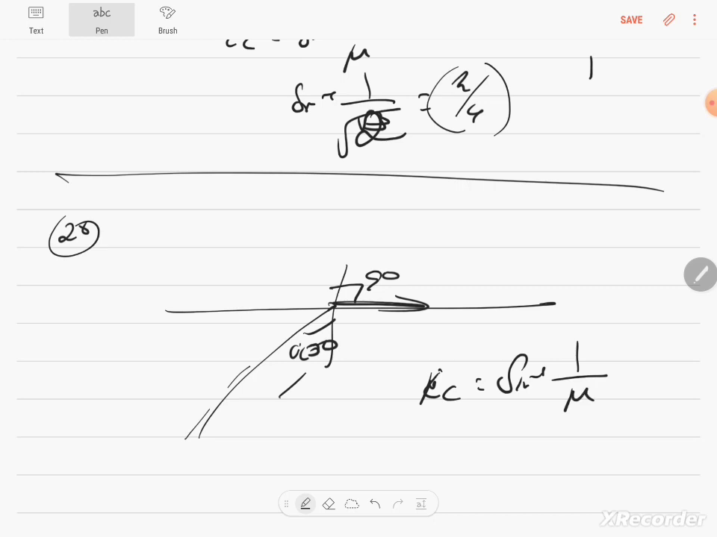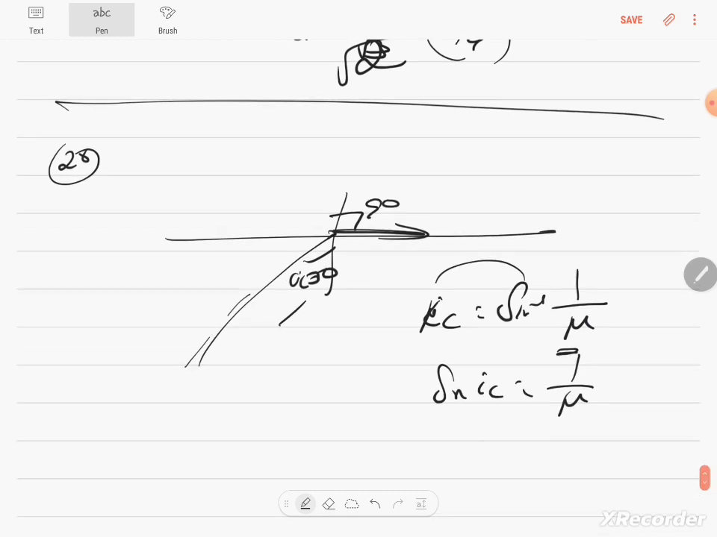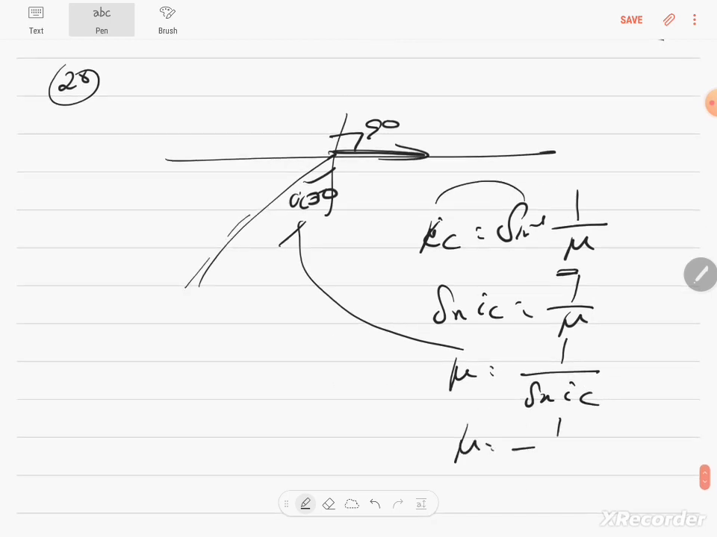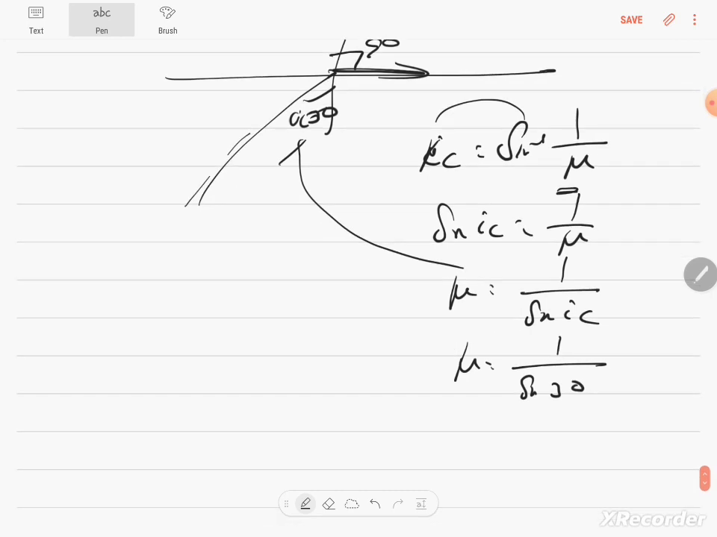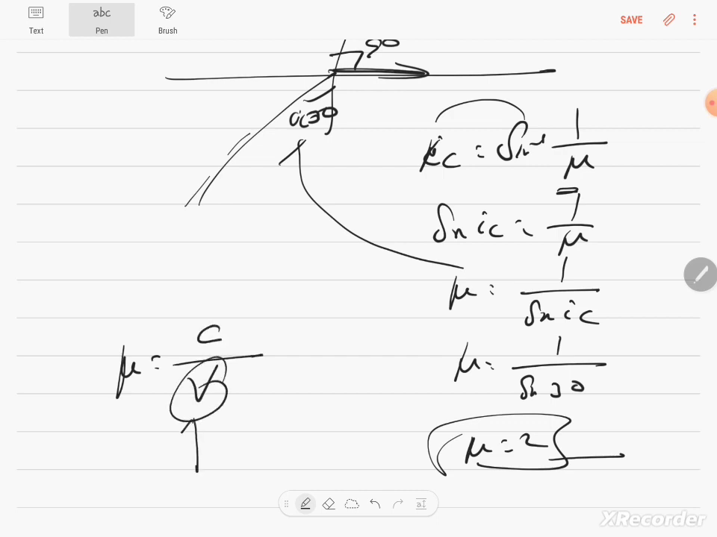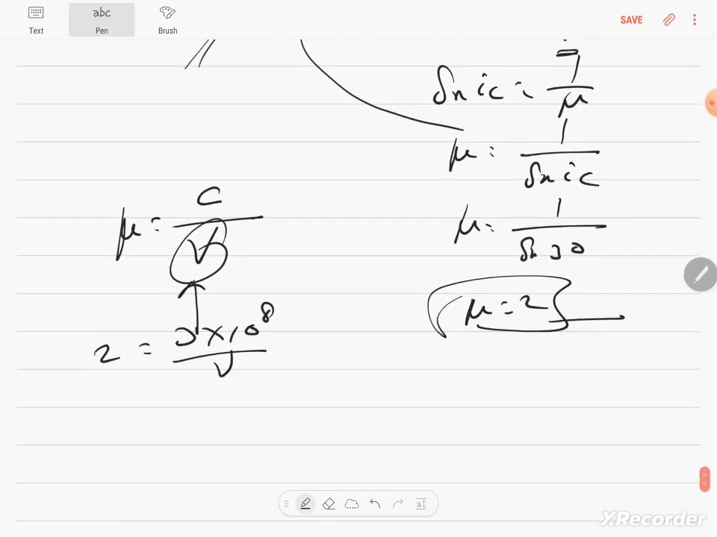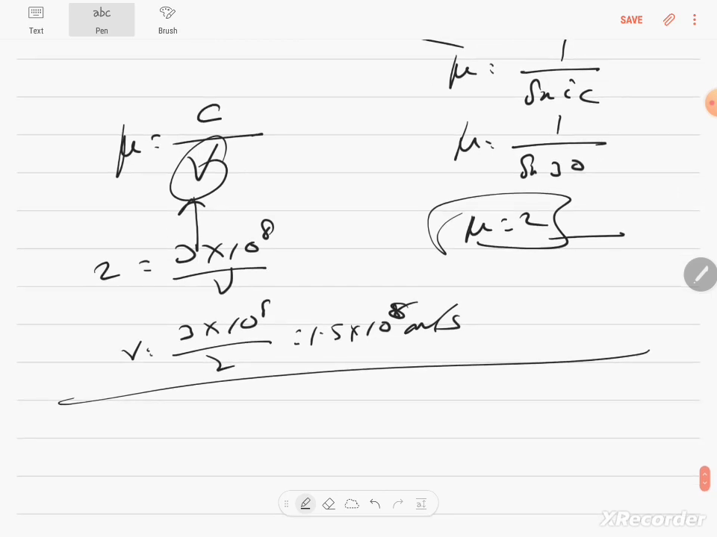They are asking you to determine the speed of light. You can find what is mu. So sin IC is equal to 1 by mu, so mu is equal to 1 by sin IC. What is IC? 30 degree. So mu is equal to 1 by sin 30. What is sin 30 degree? 1 by 2. So mu is equal to 2. You got the refractive index. You know mu is equal to speed of light in vacuum by speed of light in medium. The question is to find the speed of light in medium. So 2 is equal to 3 into 10 to the power 8 by v. Therefore v is equal to 3 into 10 to the power 8 by 2, so 1.5 into 10 to the power 8 meter per second. Are you clear? Super.